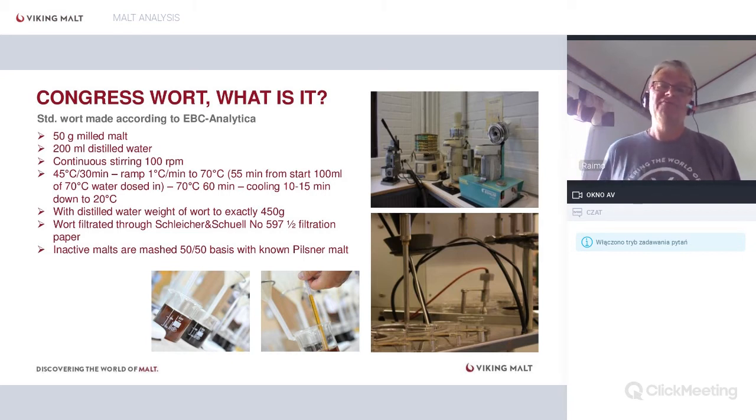It will be filtrated with a certain type of filtration paper, and if in question it is a special malt, an inactive malt, that needs to be done then on a 50-50 basis with the known Pilsner malt. Here are some pictures about how everything is set up.